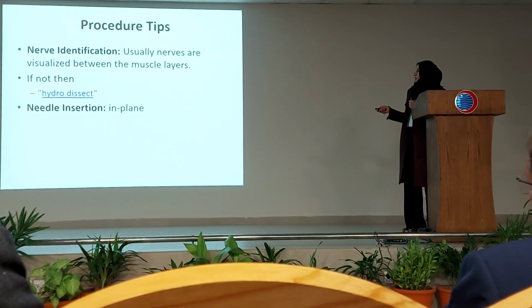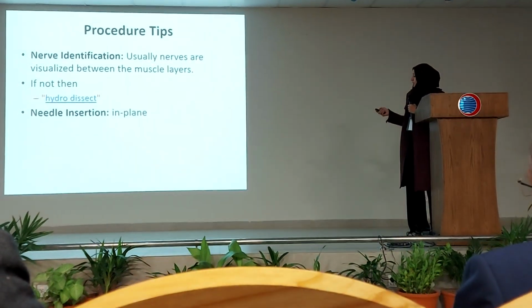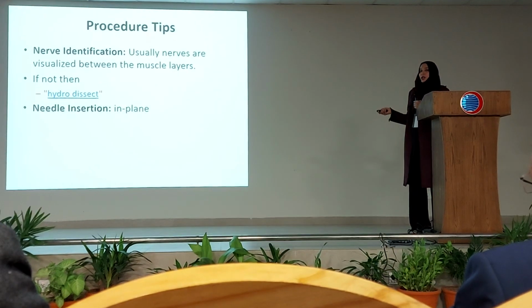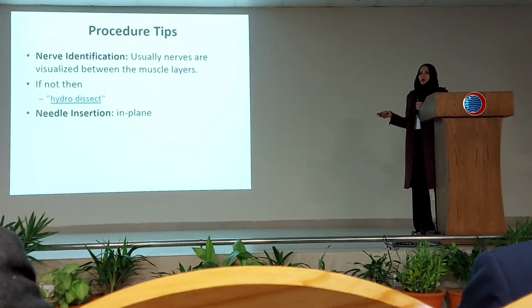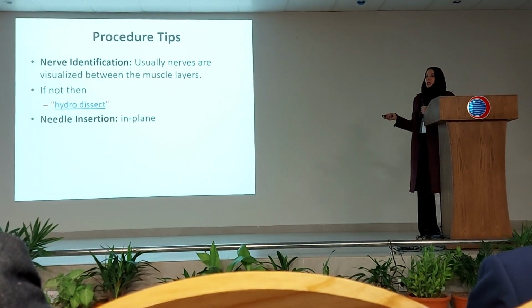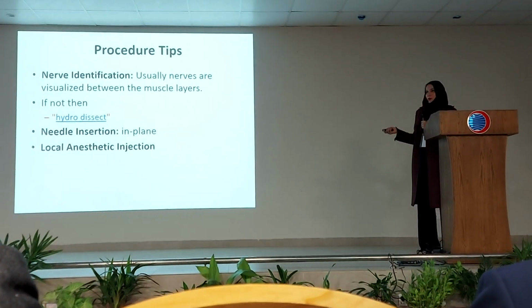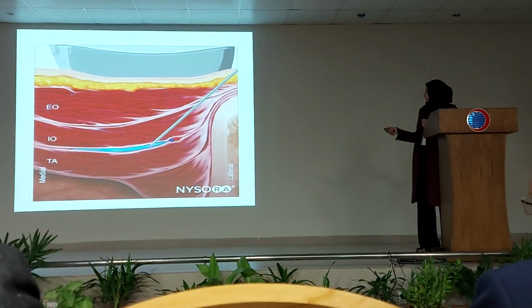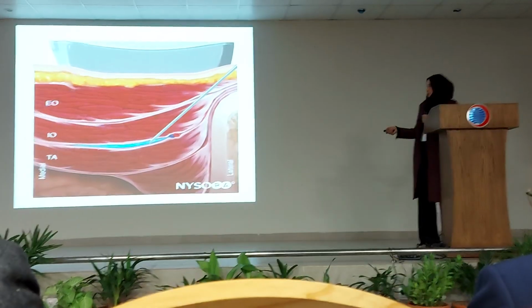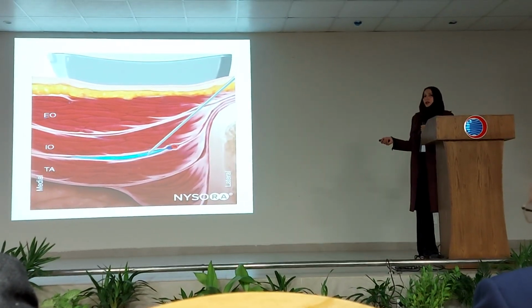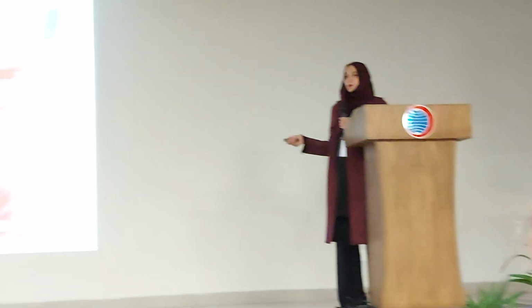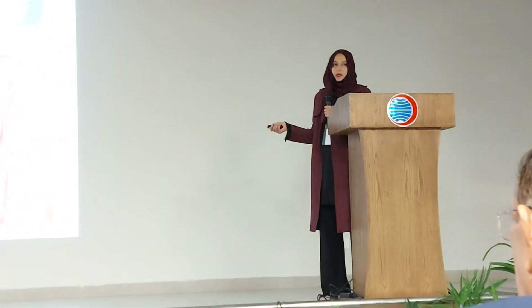About needle insertion, usually we go in-plane, but when you become expert at this, you can also go out of plane. Then the local anesthetic will be injected between these two muscle layers, between this fascia. While injecting the local anesthetic, always aspirate first, because sometimes the deep circumflex artery and vein are also there.